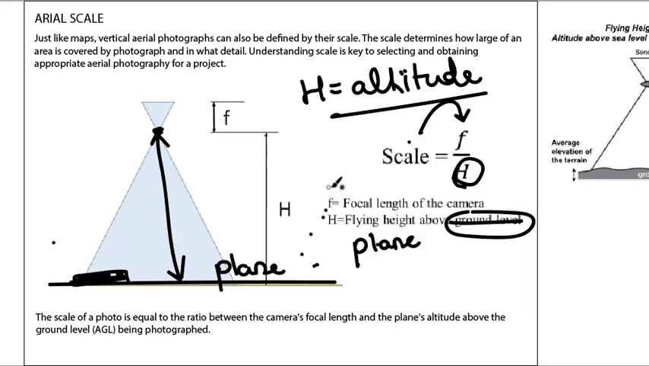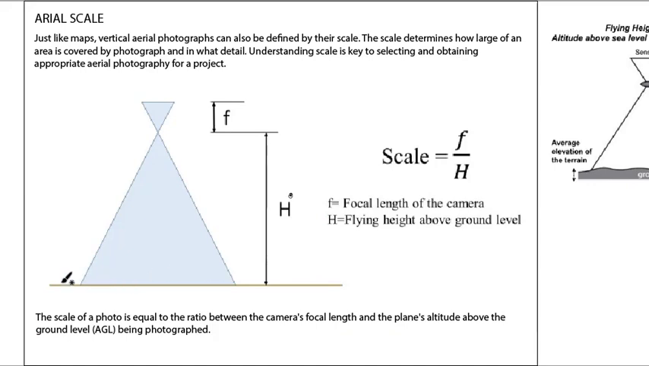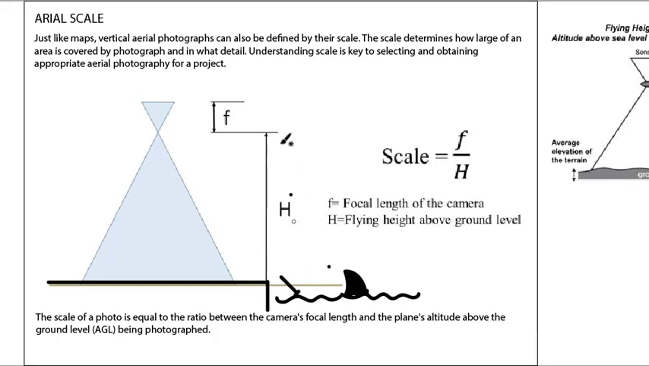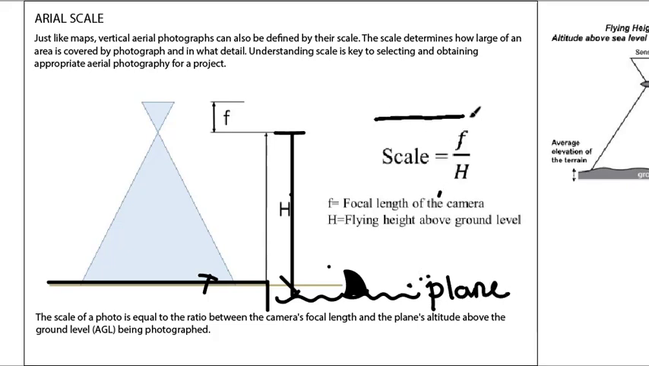So scale is equal to the focal length of the camera divided by the height of the plane of which we are taking the photograph. For example, consider this as terrain, and we have sea water here, and there is a shark swimming and we are taking the photograph of the shark. Then what will be the height? The height will be from the top of the sea level till this point, and not this. So the sea will act as the plane now. So scale is equal to focal length of camera divided by flying height.